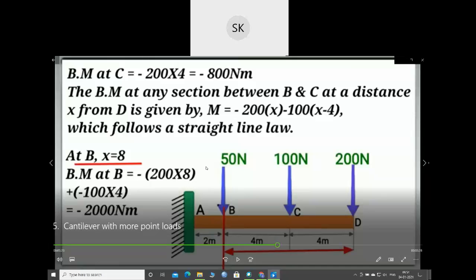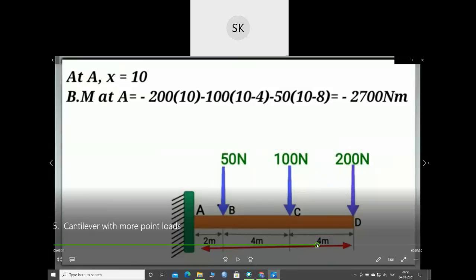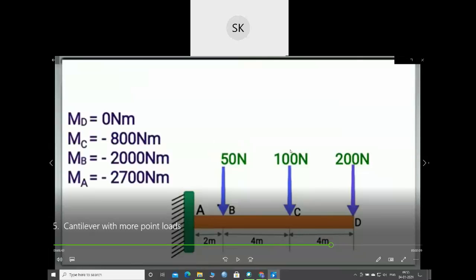Now if I consider a section XX in the next part, let me show you. If I consider a section between A and B, what will happen? 200 into x, 100 will be x minus 4, now 50 will be x minus 8. So this is the moment equation. Place the value of x for different conditions and you will get the moment at different points: moment at D, moment at C, moment at B, and moment at A.